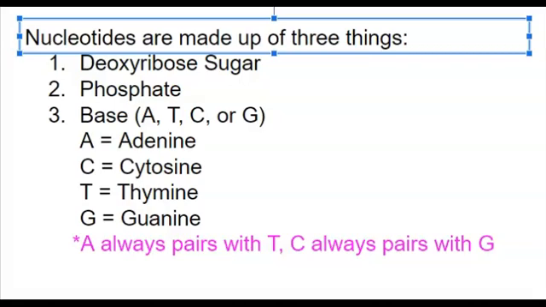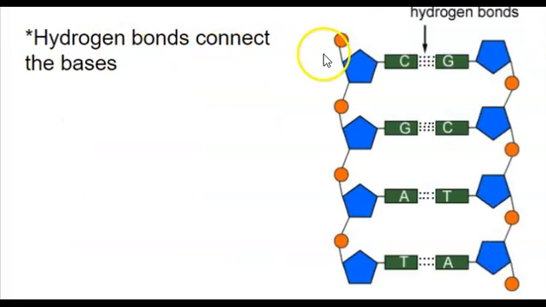So let's look at how this DNA molecule is set up. We know that there are nucleotides here, right? We just learned that this is a sugar, a phosphate, and a base. Well, the letters in the middle are connected by hydrogen bonds. So go ahead and write that down.